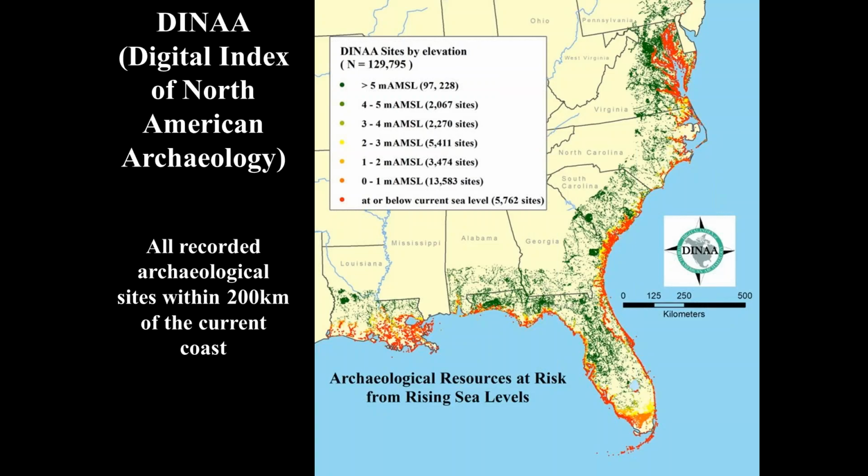Data from nearly 130,000 sites were examined, extending from the Texas-Louisiana border to the Maryland-Virginia area, and encompassing all sites within 200 kilometers of the modern coastline. The 200-kilometer buffer was used to assess the numbers of recorded properties at various elevations further inland, where populations may be forced to relocate, or along portions of the coast where the construction of seawalls might be considered.